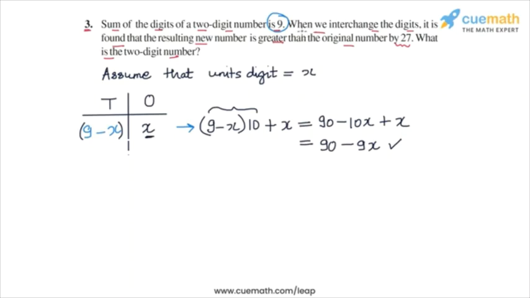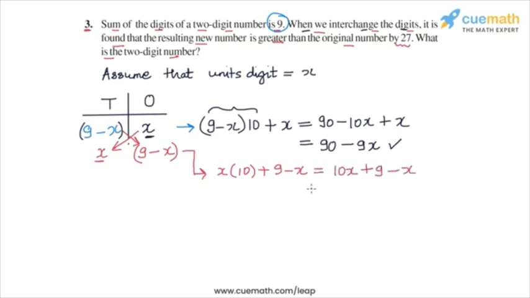Now the problem statement says when we interchange the digits, so what will the new number be? The new number will have x in the tens digit, and it will have 9 minus x in the ones digit, right? So the numerical value of the new number will be the tens digit x times 10 plus the ones digit, which is 9 minus x. So this is equal to 10x plus 9 minus x, and 10x minus x is 9x. So we have 9x plus 9.